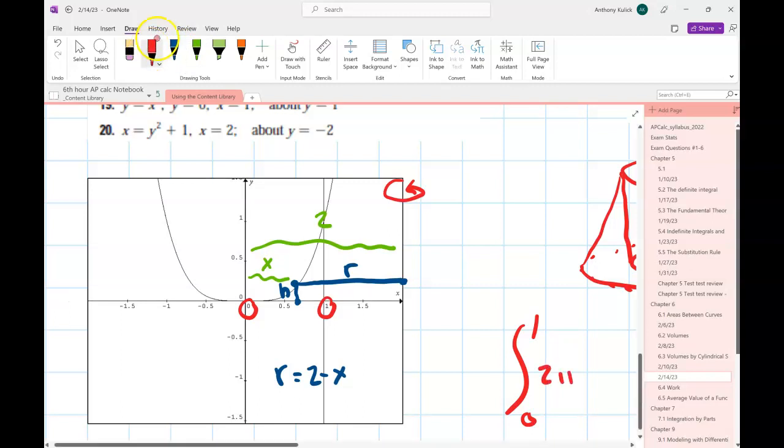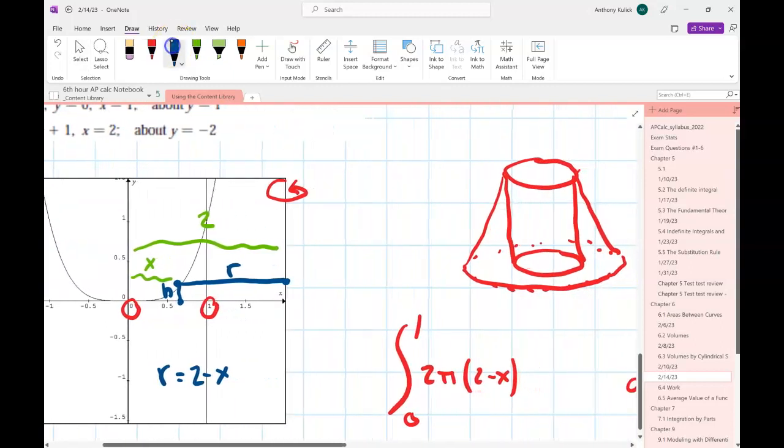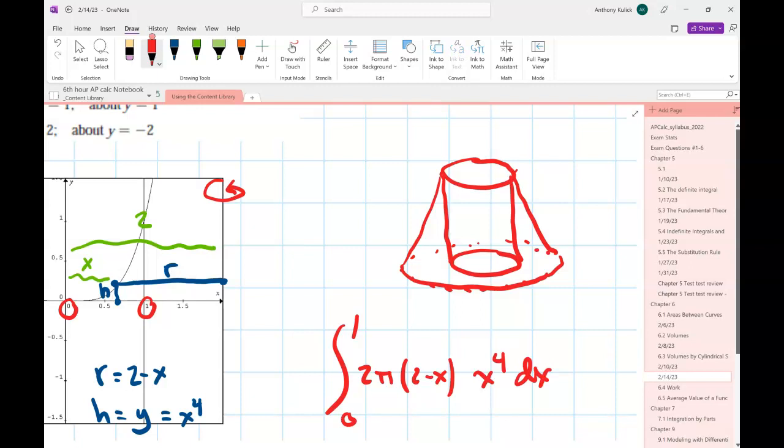So I have 2 pi r. And our height then is just the y-coordinate, right? Because we're just going up from the x-axis to the function, which was x to the 4th. So that's our setup. And then it's just integration time.